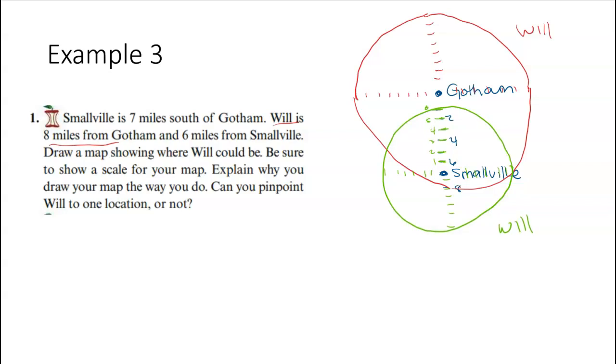So where is Will? Well, Will could be here at that intersection point, or Will could be there. Because if he's there or there, he is both 6 miles from Smallville and 8 miles from Gotham. So this is 1 mile, that's my key, or my scale. Can you pinpoint Will to one location? No, the circles meet at 2 spots.